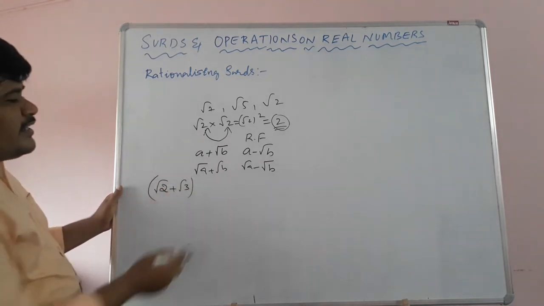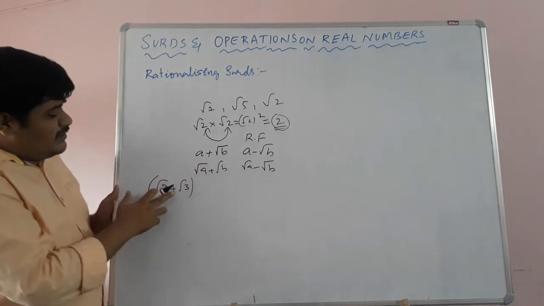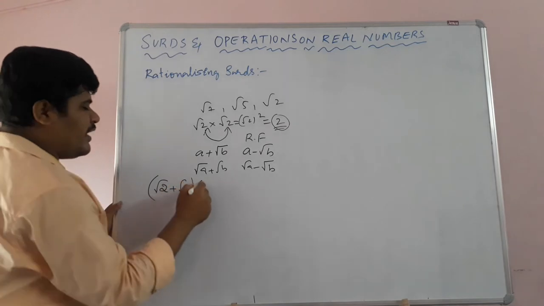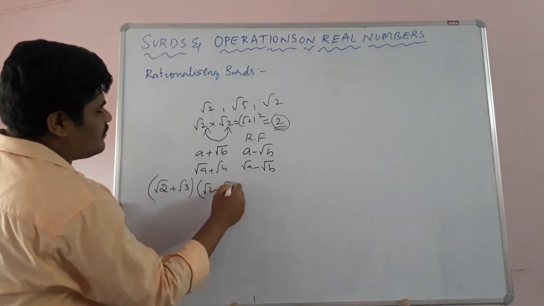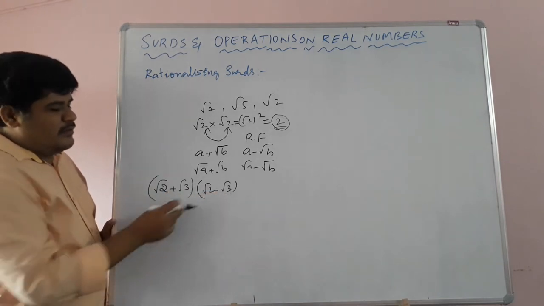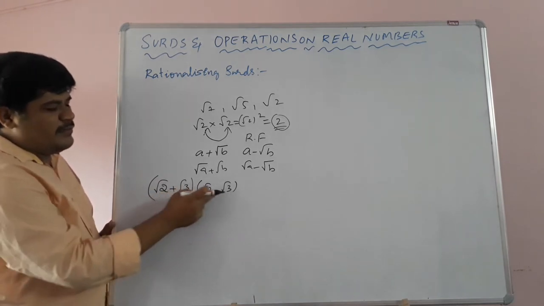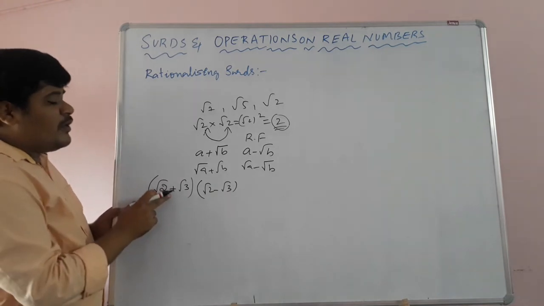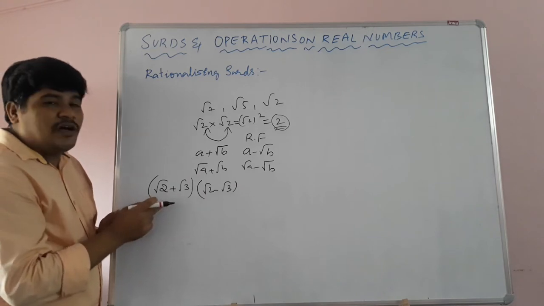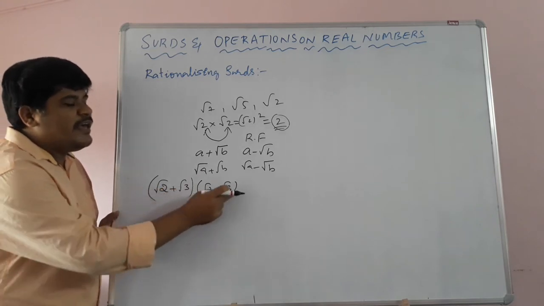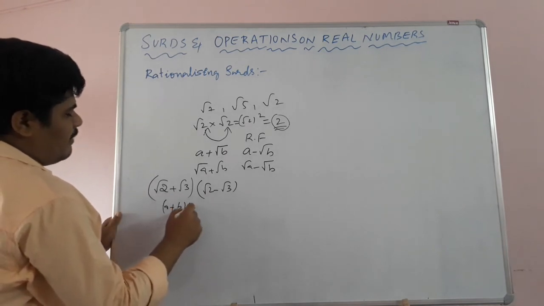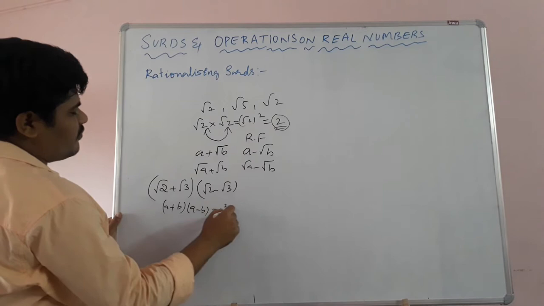So students, according to this, what we have to do? We need to change the symbol in between. Here plus is there now, so we have to take minus symbol. So we have to take here root 2 minus root 3. Here plus there means here we will take minus. Here minus there means here we will take plus. Okay, so here it is in the form of root 2 plus root 3 into root 2 minus root 3. Students, observe it clearly. It is in the form of a plus b into a minus b, which is equal to a square minus b square.